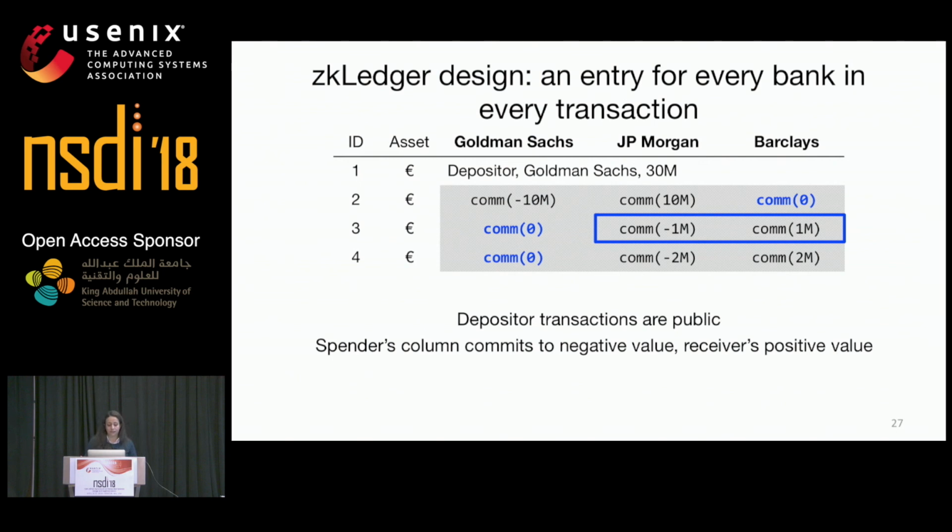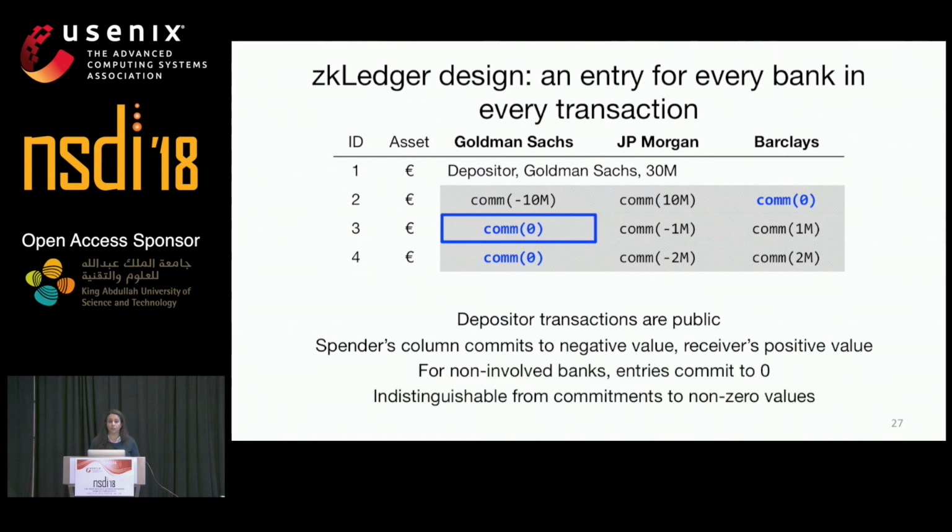The spending bank creates the transaction, and in its column, it commits to a negative amount. In the receiver's column, it commits to a positive amount. And in all other columns, so for the banks that are not involved in the transaction, it commits to 0. A very important thing to note here is that columns with commitments to 0 are completely indistinguishable from columns with commitments to non-zero values. So someone who's looking at this ledger can't actually tell which are the transacting banks.